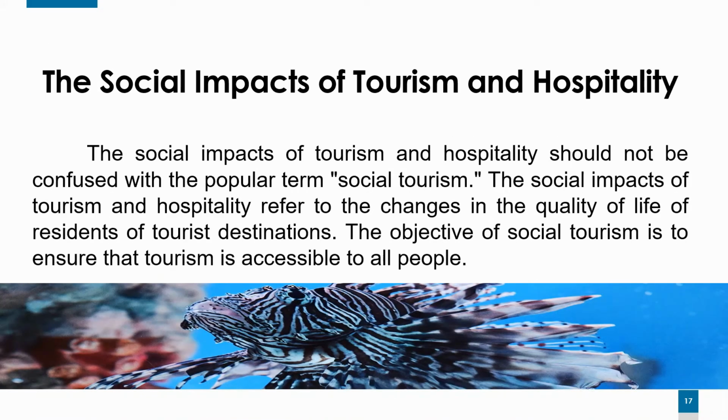So now let's go to the social impacts of tourism and hospitality. The social impacts of tourism and hospitality should not be confused with the popular term social tourism. The social impacts of tourism and hospitality refer to the changes in the quality of life of residents of tourist destinations, while the objective of social tourism is to ensure that tourism is accessible to all people.